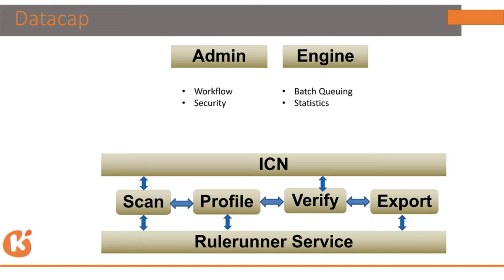Now we can see all the components in place here: the data cap application, the admin database and engine database, the double temp service, and a rule runner service, and we have created some kind of workflow in our application, in IC. Now I'm coming to the data cap server. The data cap server is one of the heart components of our entire data cap architecture, because authentication and authorization happen only through the data cap server. Whenever you try to log into your application, the data cap server will authenticate and authorize the users.